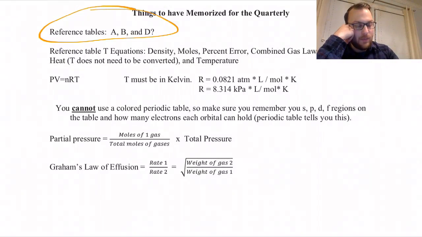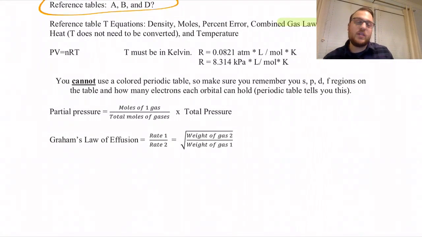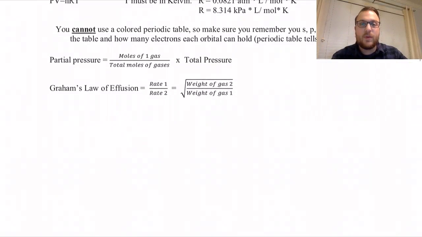Just keep in mind for gas laws, any of the gas laws, including PV=nRT, T needs to be in Kelvin. Heat, you don't need to convert temperature at all. PV=nRT is not on the reference table. You should know T, again, must be in Kelvin. 2 R values, you'll either get an atmosphere or a kPa problem, so just keep that in mind. You will not be able to use a colored periodic table, so just make sure you have those regions down. You will not have to do an ion.